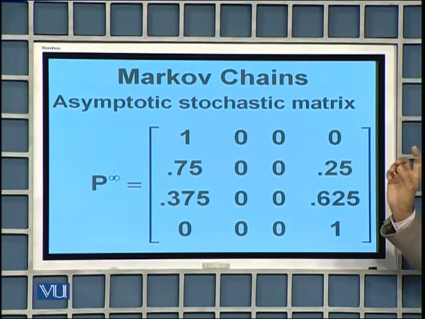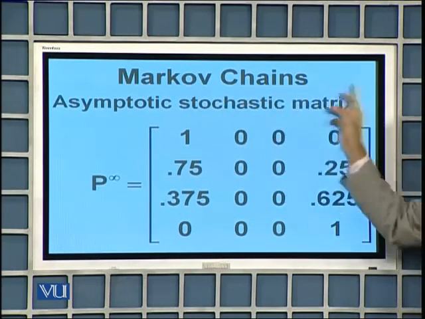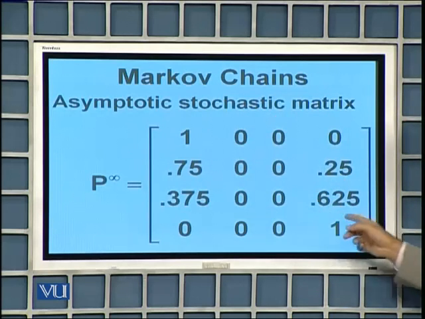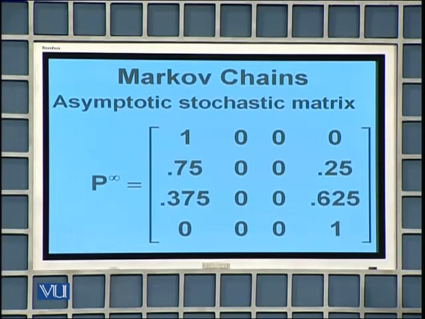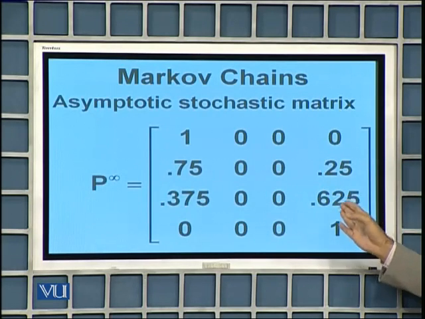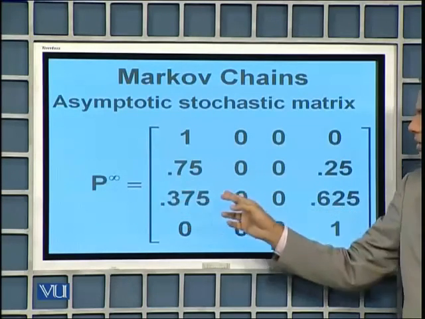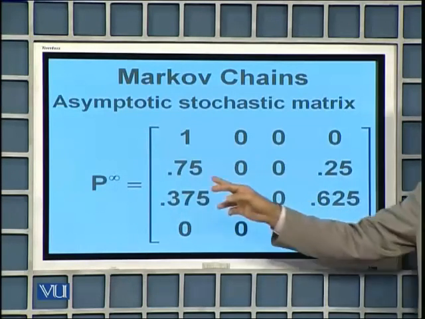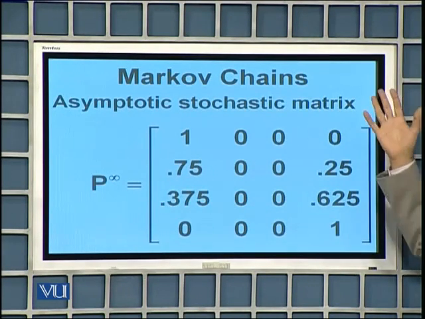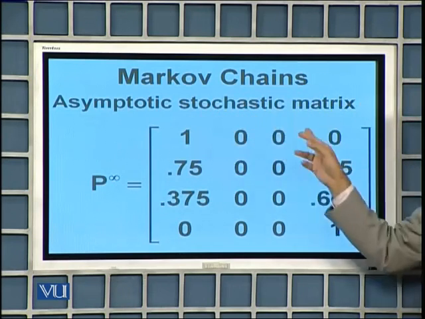Similarly, if you start with probability 0, 0, 1, 0, then in the long run, the probability of you ending up in the neighboring absorbing state of 3 is 62.5%, and the probability of you ending up in state 0, which is also an absorbing state, is 0.375. So long-term probability distributions do depend on the starting probability distribution.